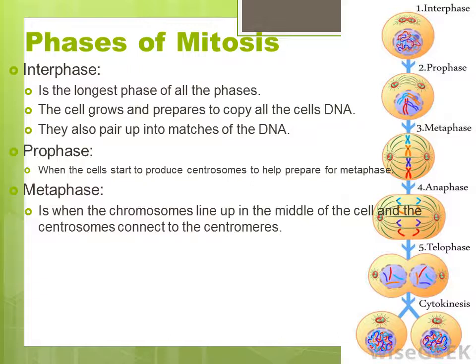Now let's briefly go through the phases of mitosis. In interphase, the cells grow and prepare to copy all the cell's DNA. They also pair up into matches. In prophase, the cells start to produce centrosomes to help prepare for the metaphase. In metaphase, the chromosomes line up in the middle of the cell and the centrosomes connect to the centromeres.